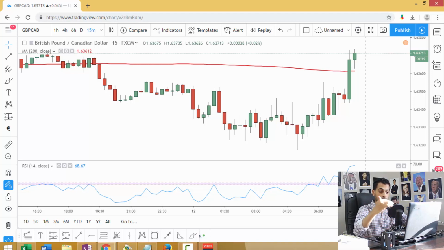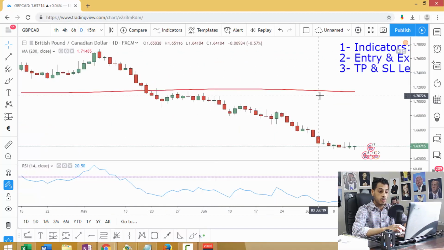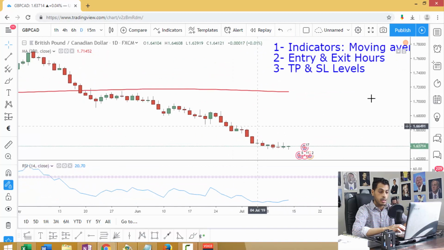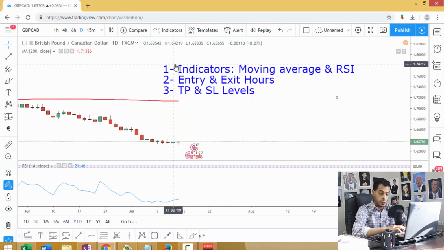So that is the first component. We want these two indicators to be in alignment together in the way that we just explained. After that, let's go back to the daily time frame and see what the second component is. We already took care of the first component, which is the indicators. Now let's go to the entry and exit hours. What are we talking about right here?